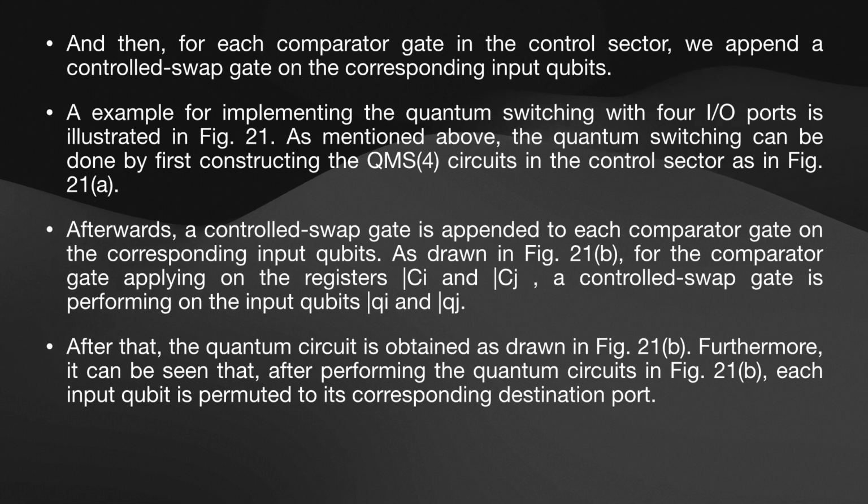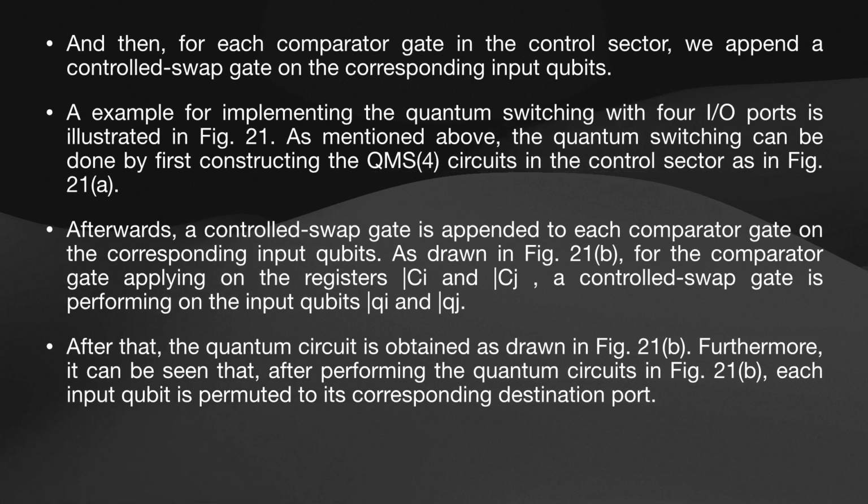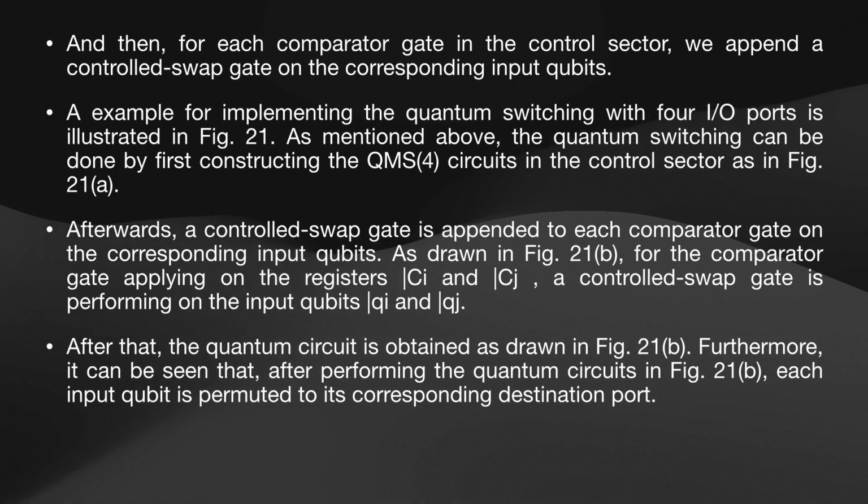For the comparator gate applying on the registers Ci and Cj, a controlled swap gate is performed on the input qubits Qi and Qj. After that, the quantum circuit is obtained as shown in figure 21b. Furthermore, it can be seen that after performing the quantum circuits in figure 21, each input qubit is permuted to its corresponding destination port.